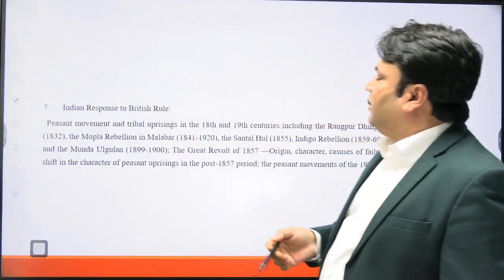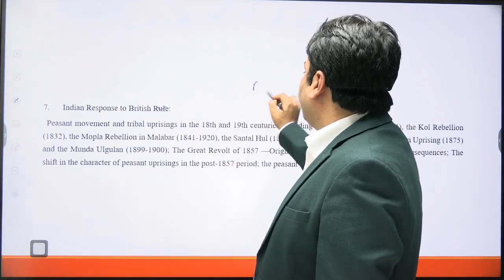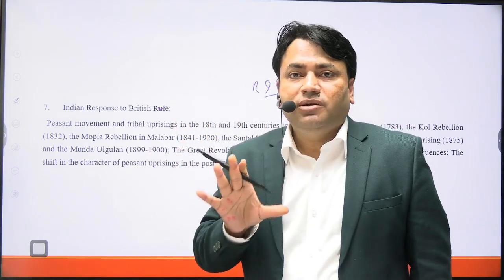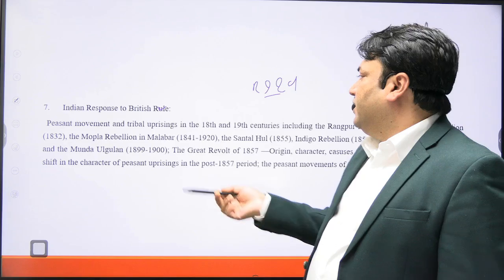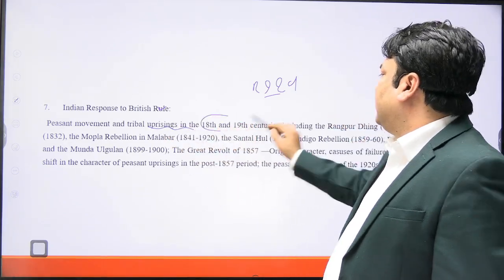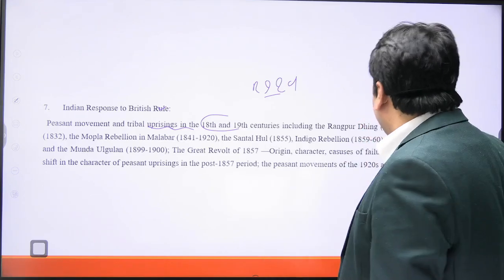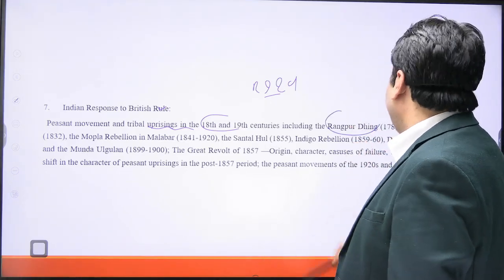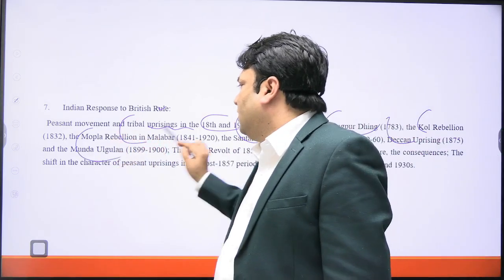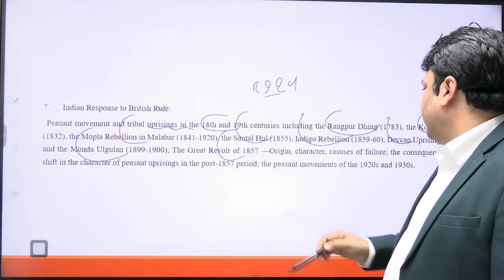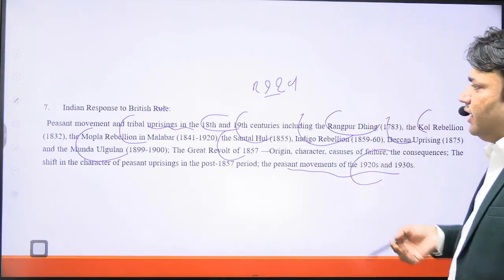Now we are coming to the next part. What was the Indian response to this colonial rule? Indian response to the British rule. So revolts and rebellions. This topic is also very important for your prelims paper. Revolts and rebellions, do revise them completely before going for the 2025 prelims, right? So peasant movements and tribal uprisings in the 18th and 19th century. But in the mains optional paper, some particular revolts you need to study in detail. For example, Rangpur Dhing, Kol Rebellion, Mopla Rebellion, Santhal Hul, Indigo, Deccan Uprisings, Munda Ulgulan, the Great Revolt of 1857, and the peasant movements seen in the 1920s and 30s. This we need to study in detail in our optional paper.